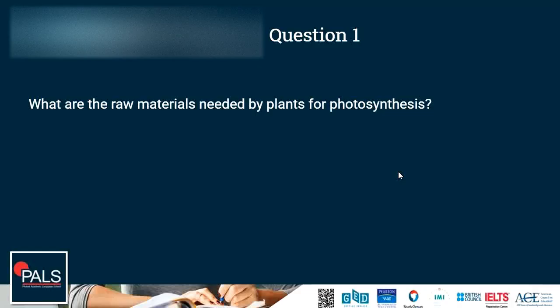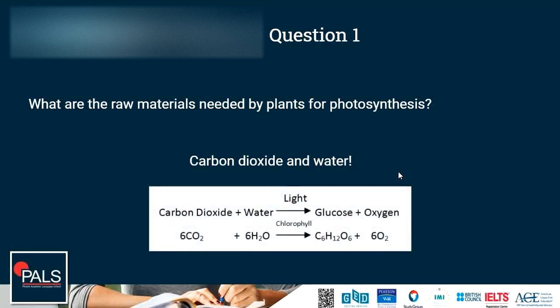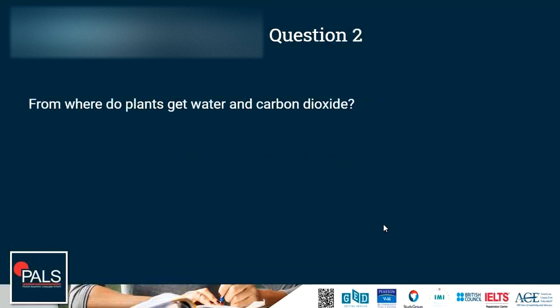Okay, question number 1. What are the raw materials needed by plants for photosynthesis? Yes, the raw materials are carbon dioxide and water. We could add light, but again, light is not really a material, it's a form of energy. One more time, let's have a look at the reaction. Carbon dioxide and water produce glucose and oxygen, the products of this reaction.